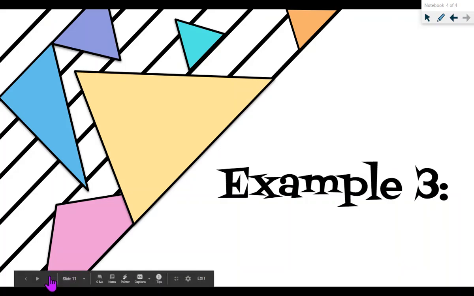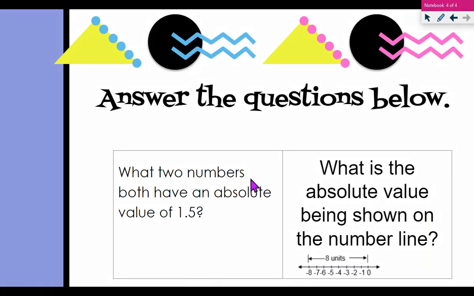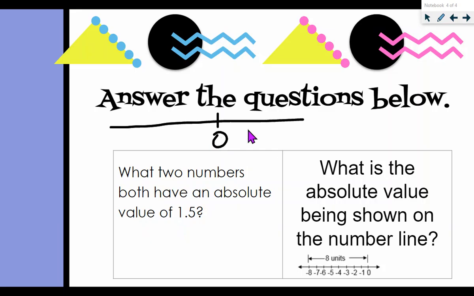All right, our next example here. So this one is a little bit different. It says, what two numbers both have an absolute value of 1.5? Well, you need to think about your number line, right? If we're going to have an absolute value of 1.5, that means the distance from 0 has to be 1.5. And you have two options. You can go towards our positives or towards our negatives when you're at 0.